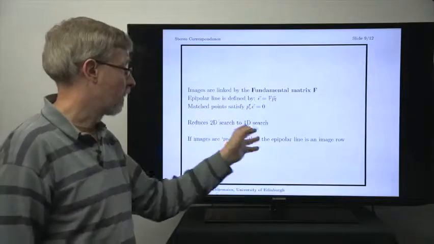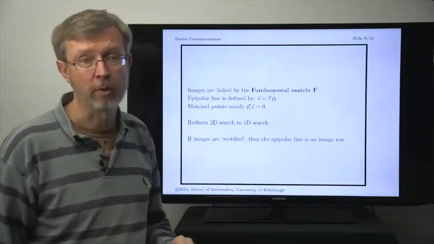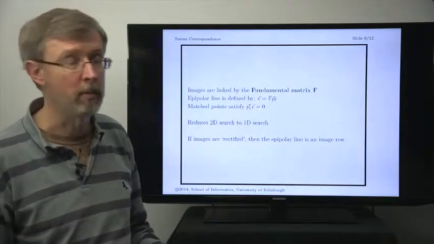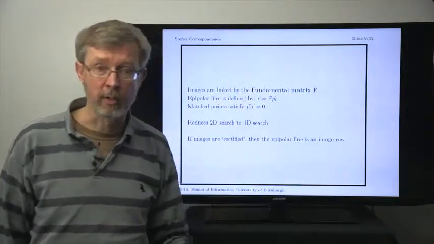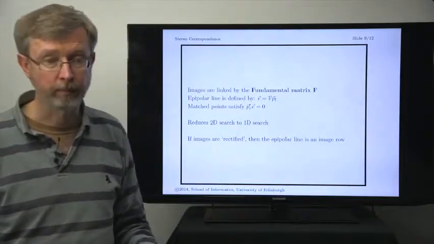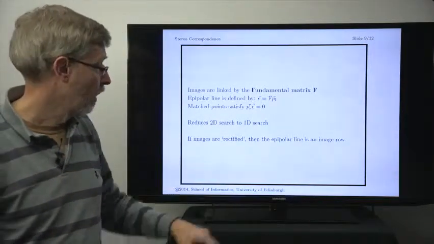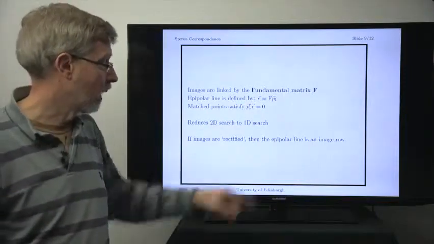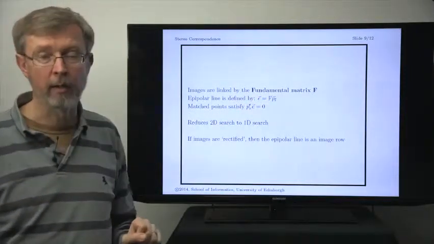So as I've said, this is great because it effectively reduces a 2-dimensional search problem down to a 1-dimensional search problem. And then we apply all the other constraints that we've just looked at to that 1-dimensional search problem. Now you might say, well, where are these epipolar lines? And we can compute them directly like this.